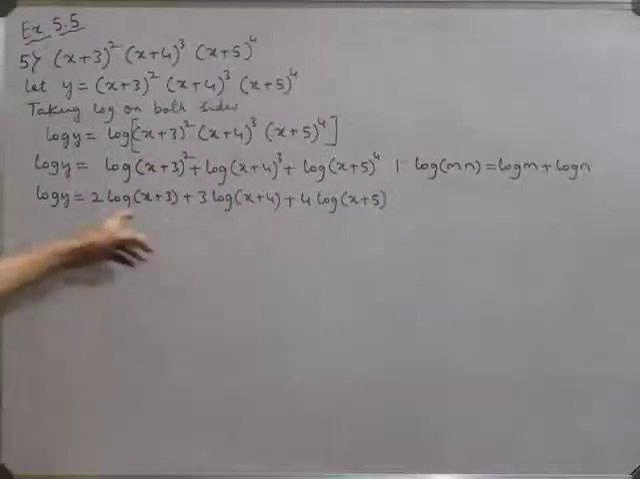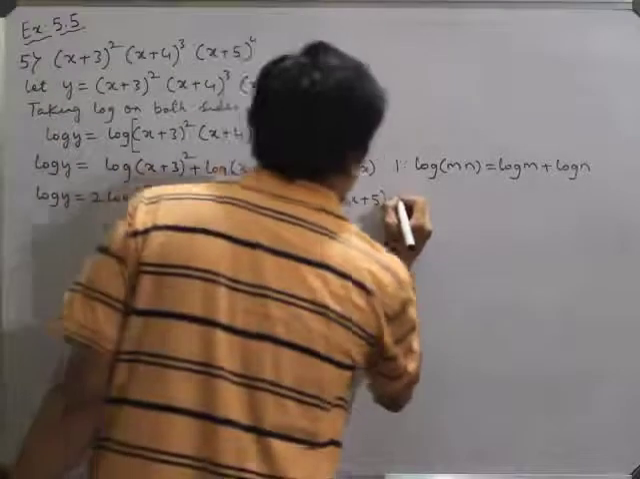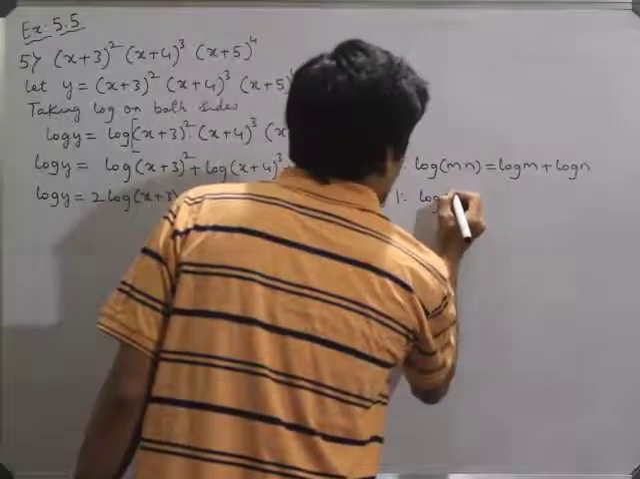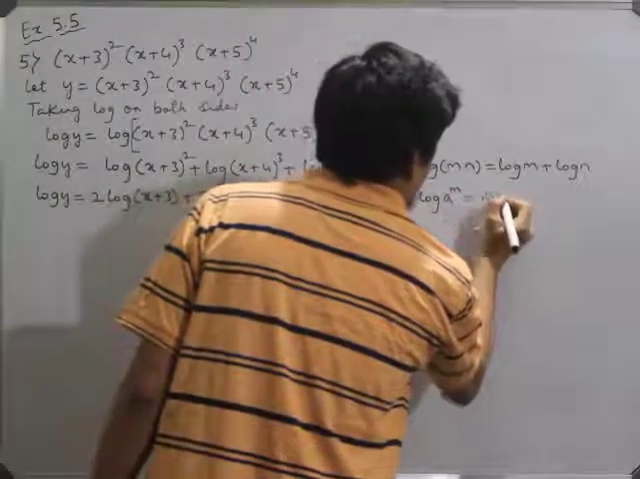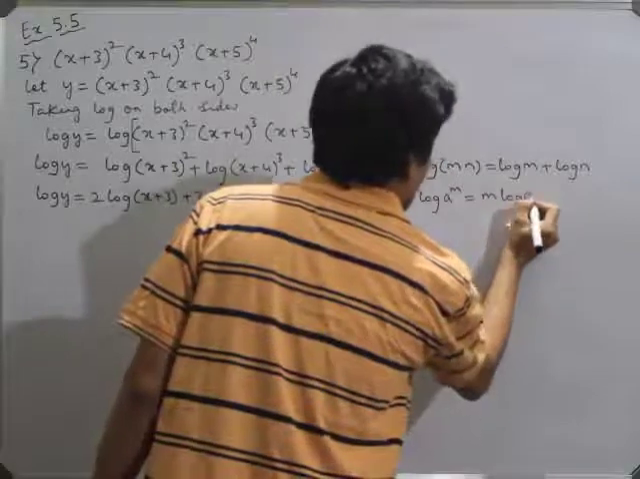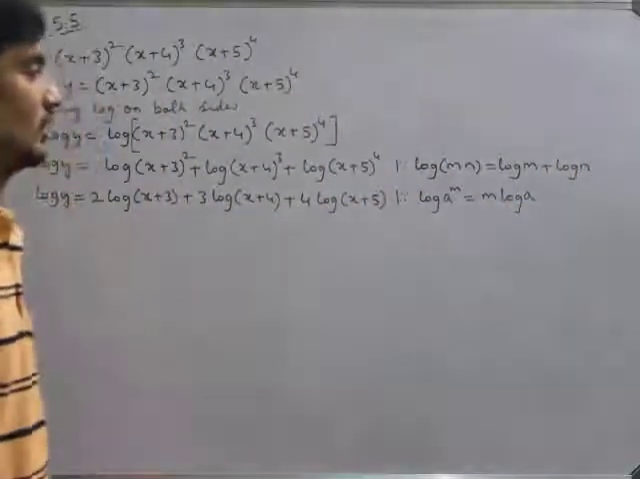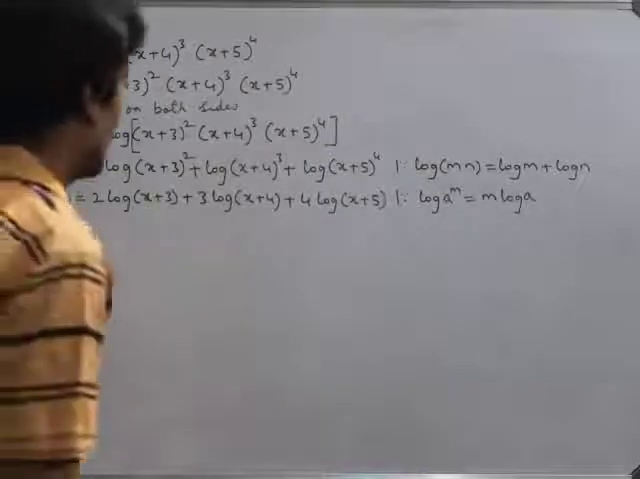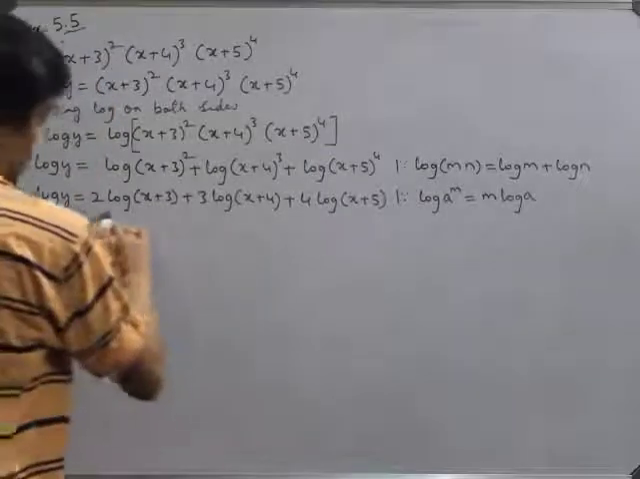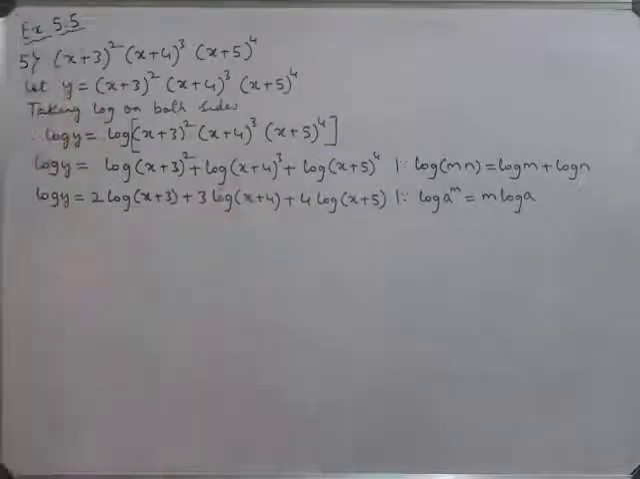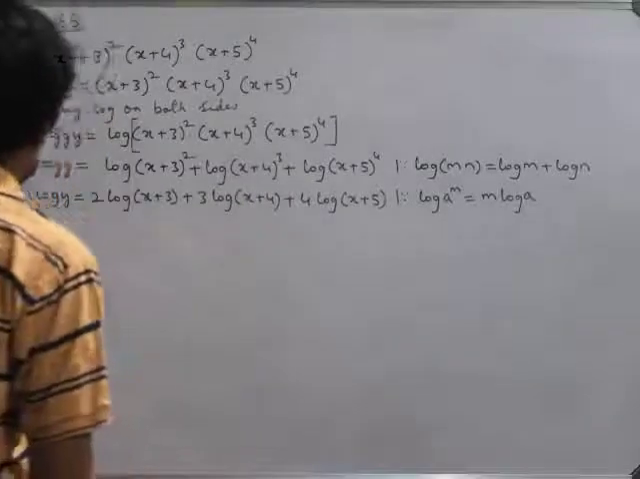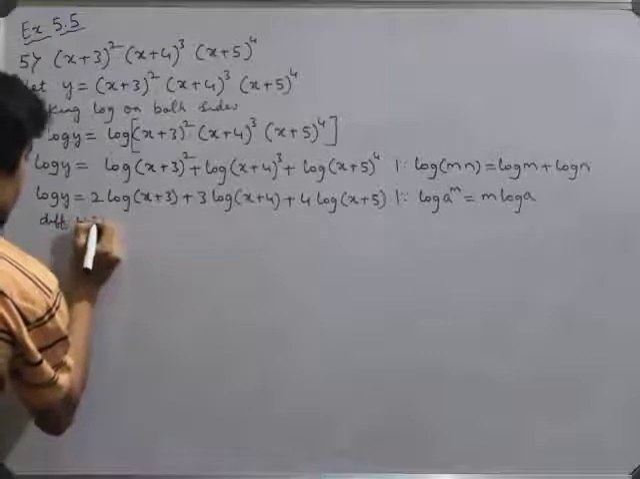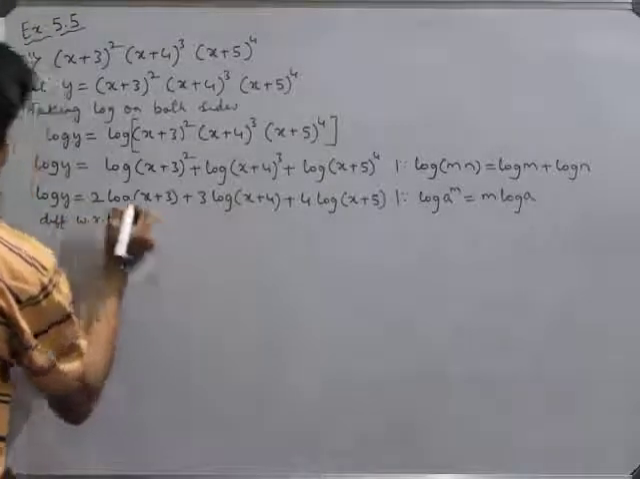And how did I write it? Using the logarithmic law. Again write the justification, because log of a to the power of m is equal to m log a. Alright. So here, after this we can differentiate. So write it: differentiating with respect to x.